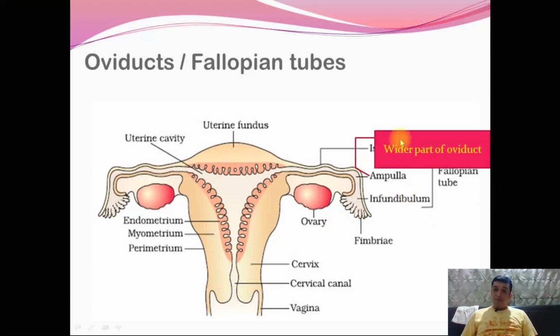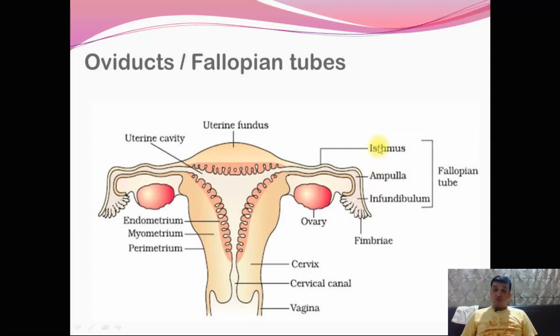So here is a bulged, wider part of the oviduct, right, and the junction between these two, the ampulla and isthmus, is very important, somewhere here. Because it is between these two, the ampulla and isthmus, it is referred to as the ampullary isthmic junction, okay. And the ampullary isthmic junction is the site of fertilization.